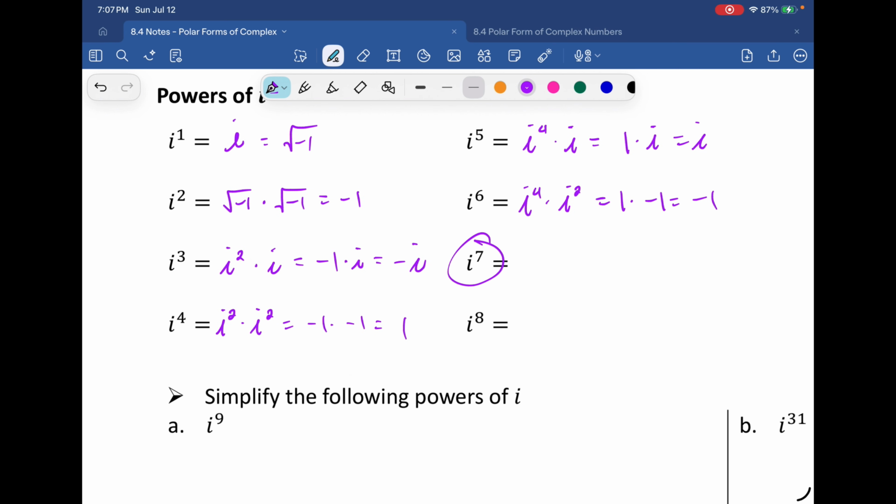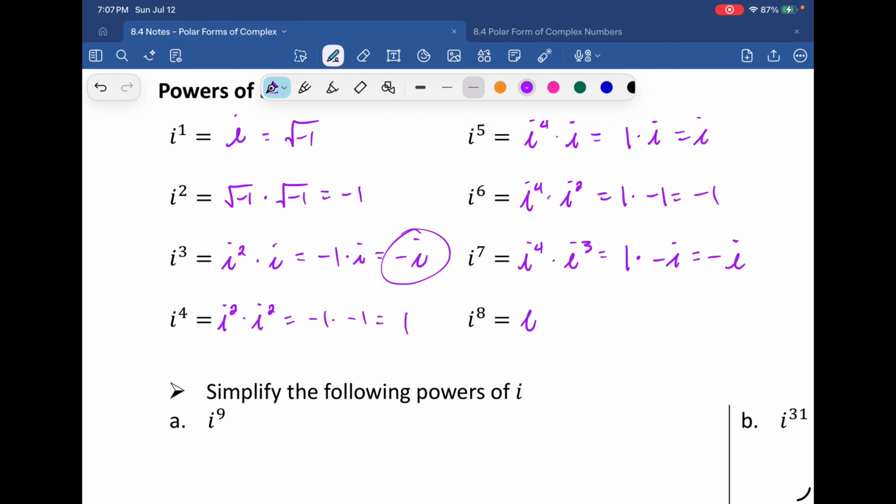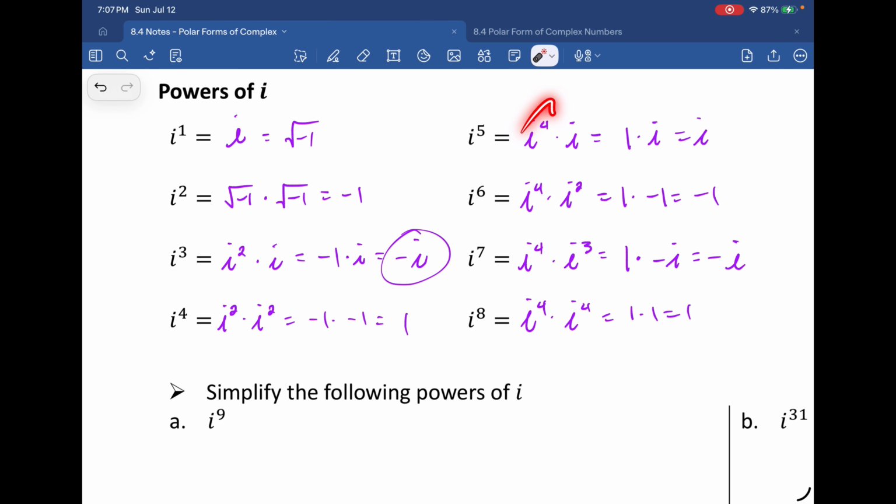In i to the 7th, I have 1 i to the 4th and 3 leftover i's. So that's 1 times -i, because I got that over here. So that's -i. And then in i to the 8th, I have 2 i to the 4ths, because 4 plus 4 is 8. So it's 1 times 1, which is 1. So we figure out how many i to the 4ths we have in there, and then look at the leftovers.